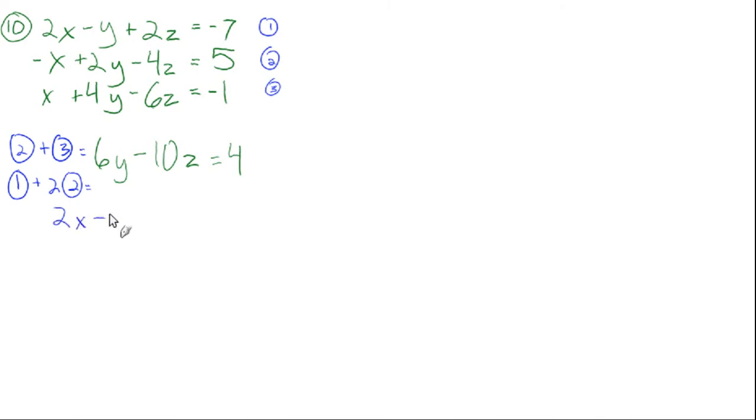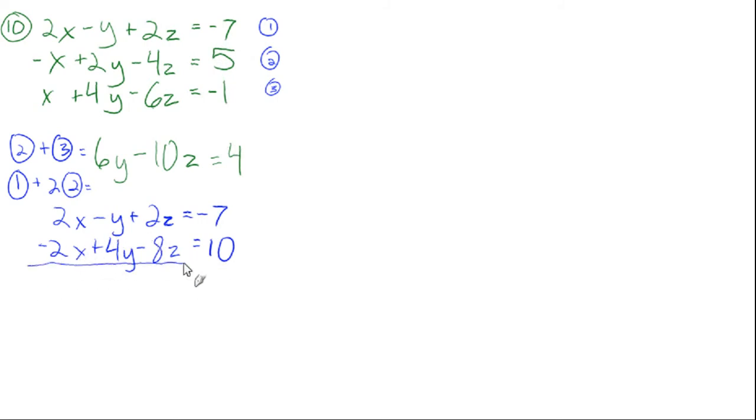So we have 2x minus y plus 2z equals negative 7. And then when we multiply this by 2, what we'll get is negative 2x plus 4y plus negative 8z equals 10. A common mistake when you're doing all these steps is to not multiply this by 2. That just gets missed for some reason. It's probably the most commonly missed thing.